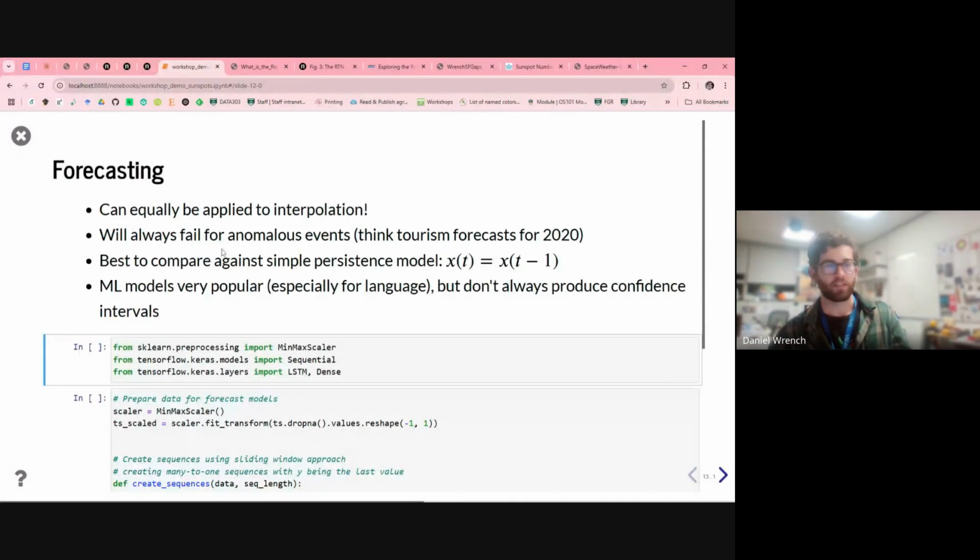Obviously, with forecasting, there's a caveat that they'll always fail when you have large shocks to the system. If you imagine anyone who tried to forecast the seasonal tourism numbers for anywhere in 2020, back in 2019, those are probably the worst forecasts they've had in a while.